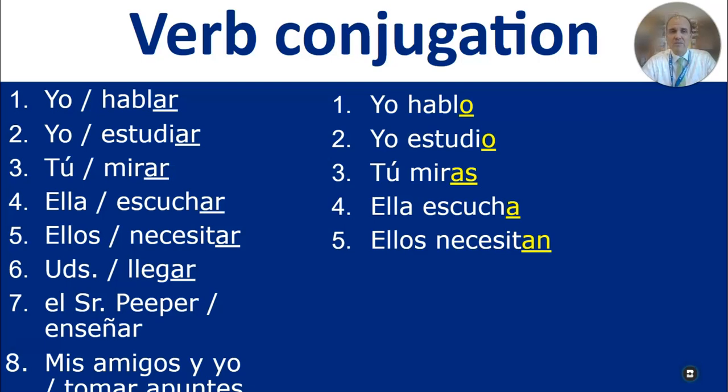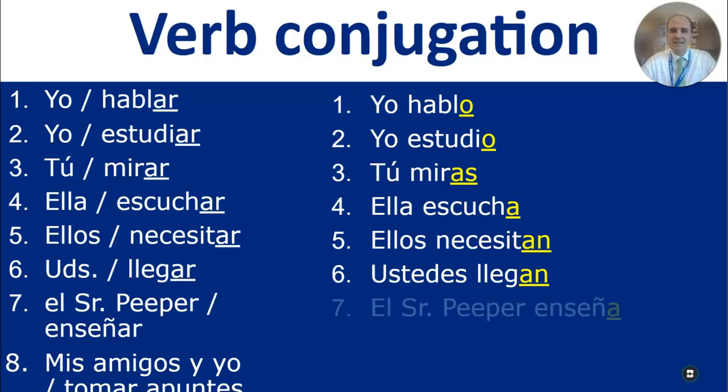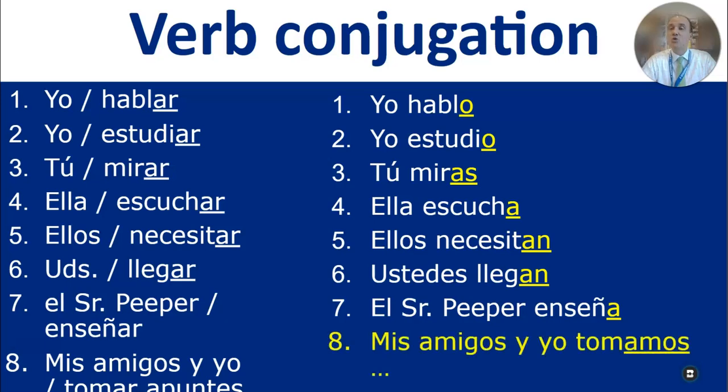Ustedes llegar would be ustedes llegan. All of you arrive, you do arrive, or you are arriving. Señor Peeper, enseñar. So how will we say señor teaches, señor does teach, or señor is teaching? Enseña. And let's try one more. Mis amigos y yo tomar apuntes. So how would I say my friends and I take notes, we do take notes, or we are taking notes? Mis amigos y yo tomamos apuntes. So any verb that ends in AR that's regular will always follow the same pattern, which makes this so much easier than ser and tener because they were irregular.